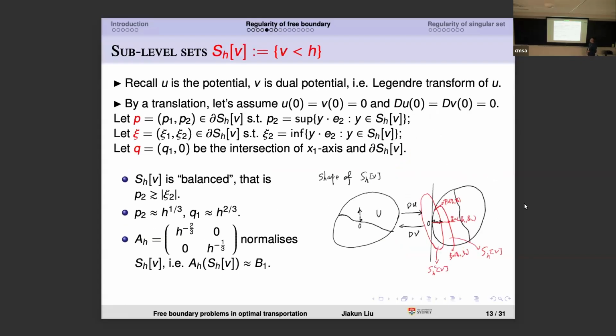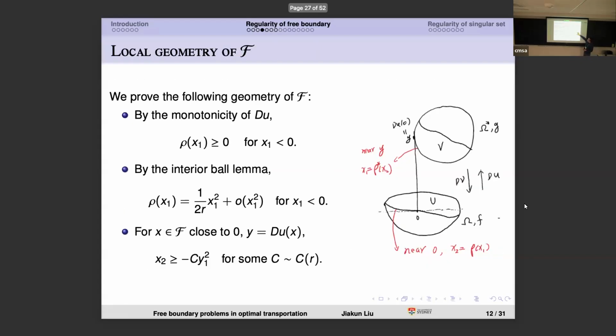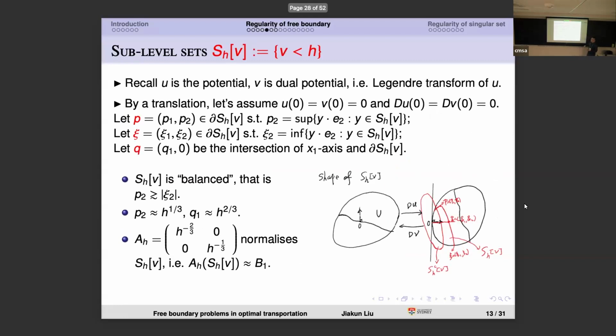All right. Now, once we know the picture looks like this and have some local geometry, we're trying to blow up. It's a very standard technique in PDE. But in this case, blow up means that instead of looking at the function u, we actually look at the level set of the function v.